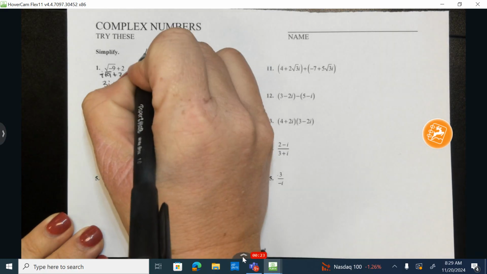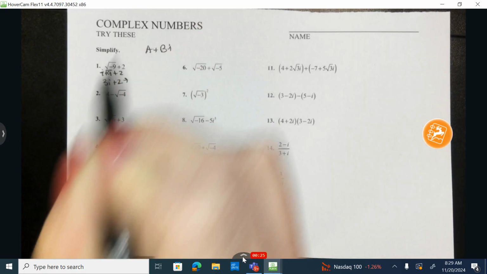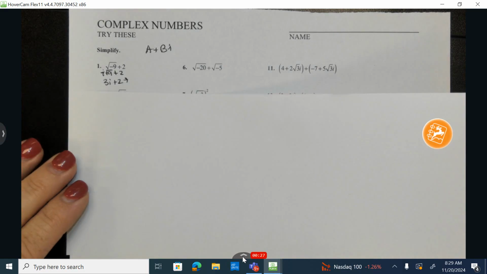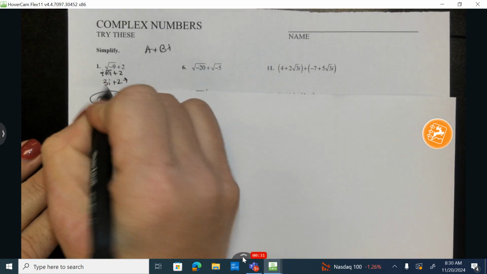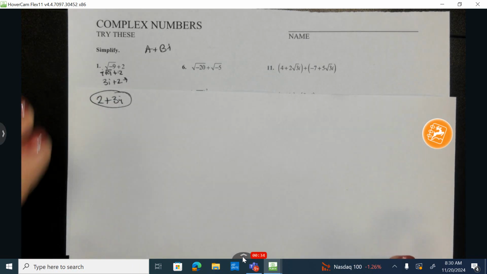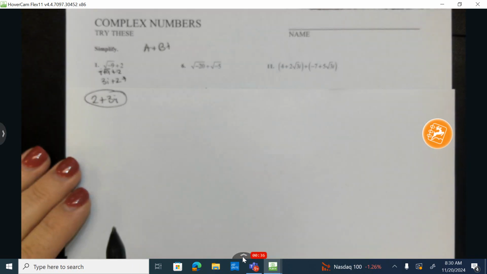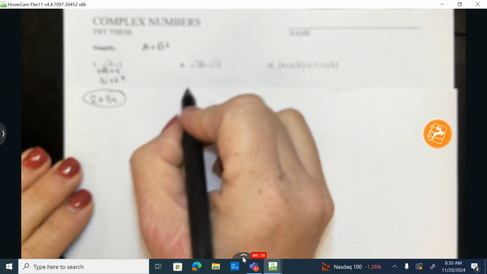Now let's write it in the form of a plus bi. So in the form of a plus bi, for number 1, I'd have 2 plus 3i. And this would be the expression after simplifying it. I'm just going to go straight across for the purpose of moving this.